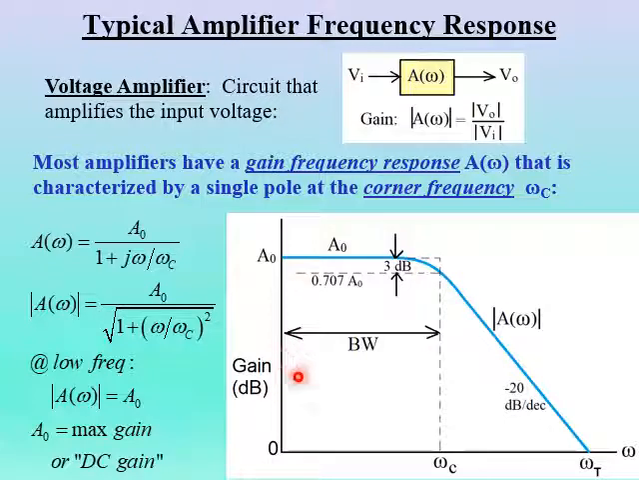And we're going to assume that it can go all the way to low frequencies. Now, once we get past the corner frequency, we see the typical 20 decibels per decade fall off in gain here. This is due to this frequency response here. And we'll talk about this transition frequency down here shortly. But this is the typical Bode plot for an amplifier.